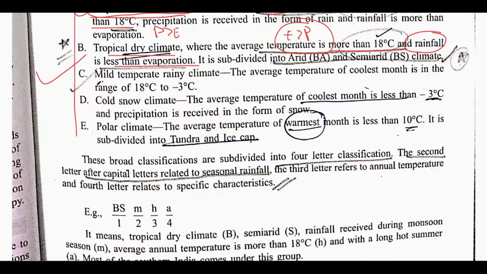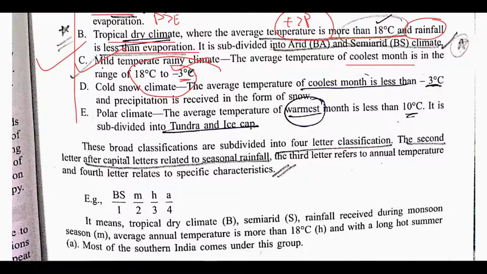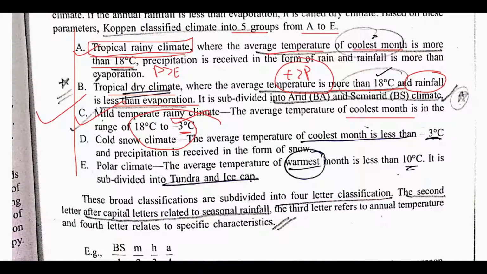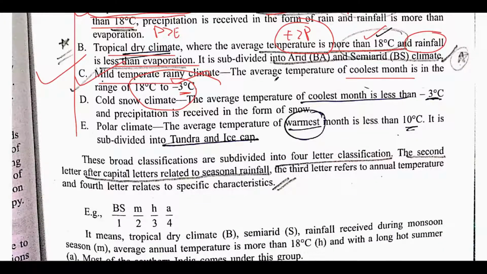In case of mild temperature rainy climate, the average temperature of the coolest month is from 18 degrees Celsius to minus 3 degrees Celsius. See, the range is very important in every part. And also remember which month it is talking about. It is the coolest month. Again, here it was the coolest month. Then for mild temperature rainy climate, it is the coolest month. All this is the range.